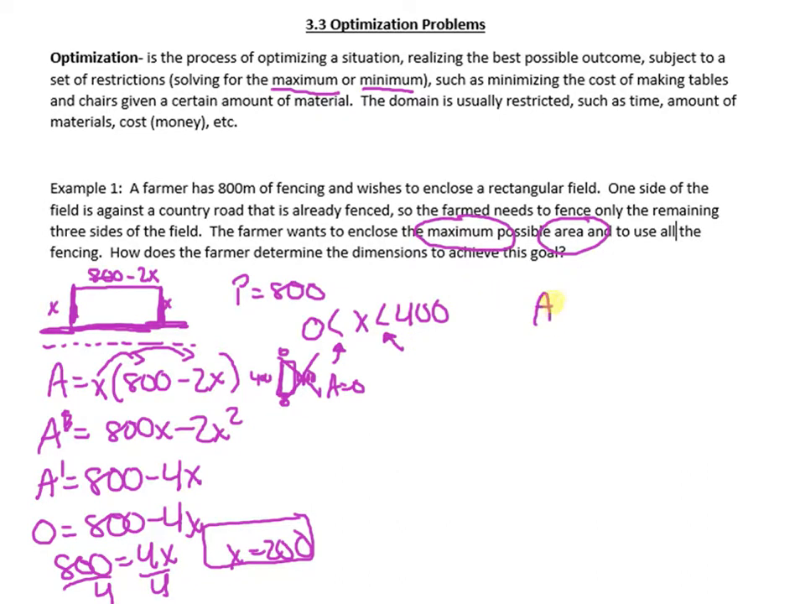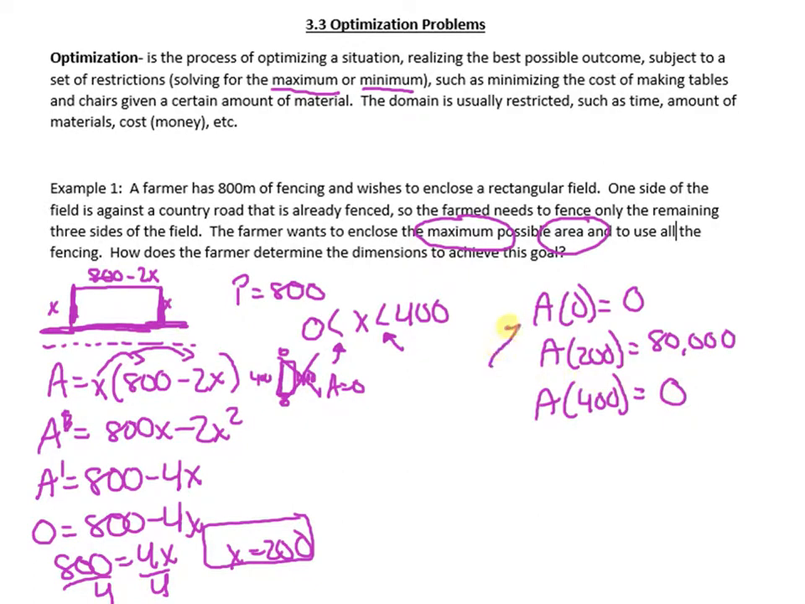Okay, so let's test A at 0. Let's test A at 200. And let's test A at 400. Okay, from the original, what do we get? When we sub in 0, we get 0. When we sub in 200, we get 80,000. And when we sub in 400, again, we get 0. Just like what I told you, there's not going to be any area if there's no length or no width.